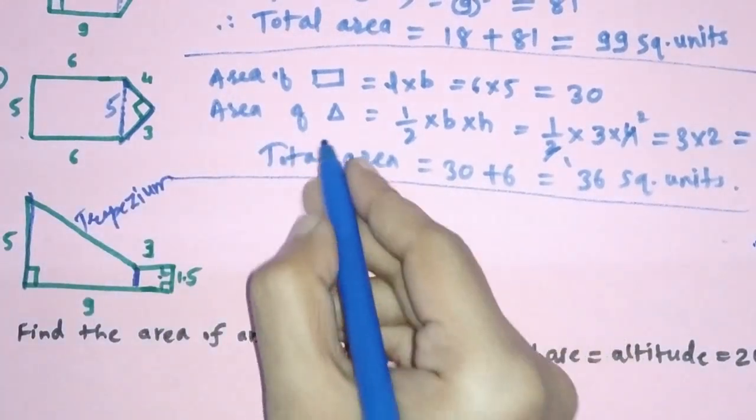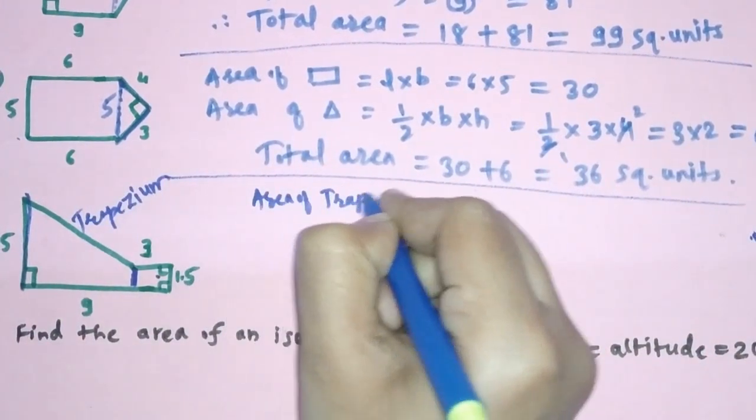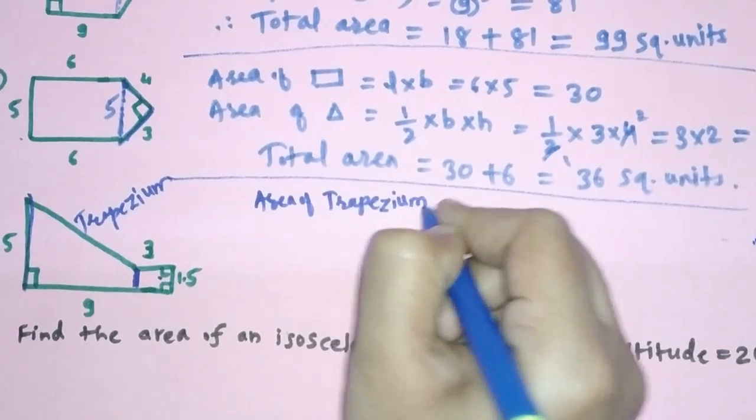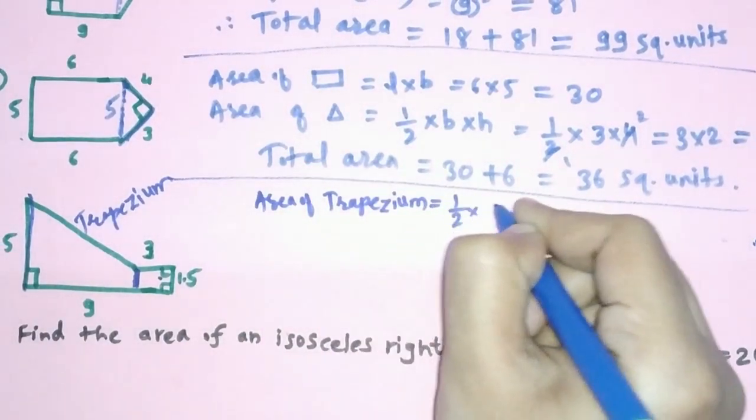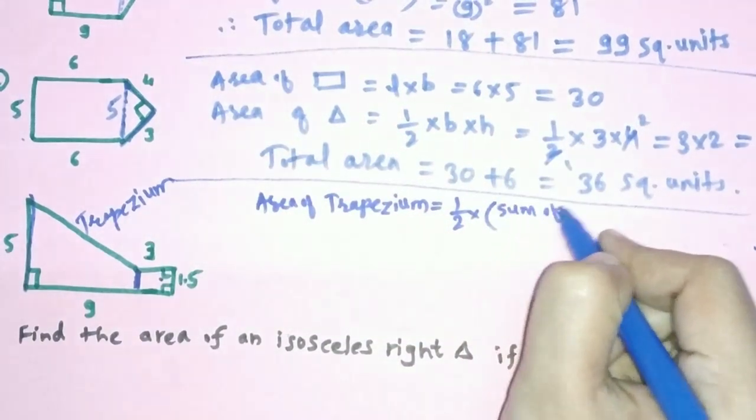So we'll find the area of the trapezium first, and I'll tell you the formula. It is 1 by 2 sum of parallel sides. This is a new formula for you.